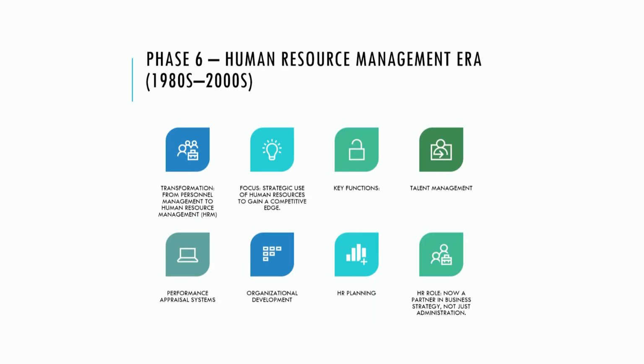Phase 6 of the human resource era, which is not very far from today's time, from the 1980s to the late 20th century, that is 2000, before the beginning of the 21st century, was about transforming from personnel management to human resource management. The term personnel was now shifted to a resource. Focus was on strategic use of human resource to gain a competitive advantage.